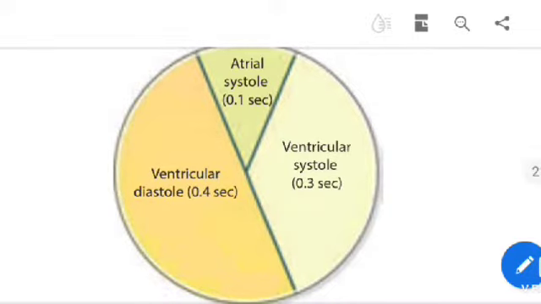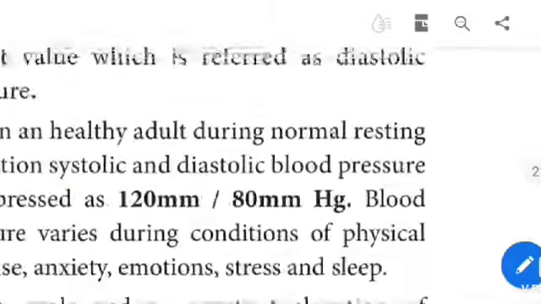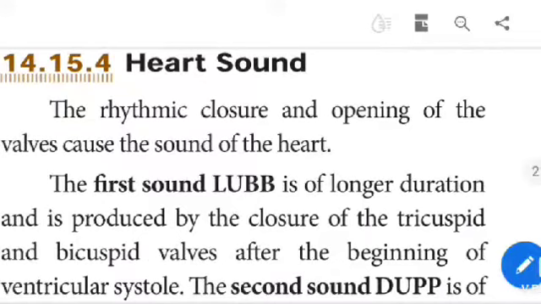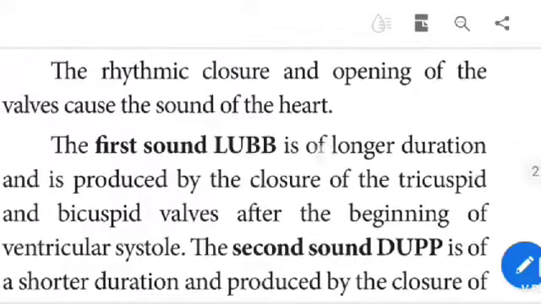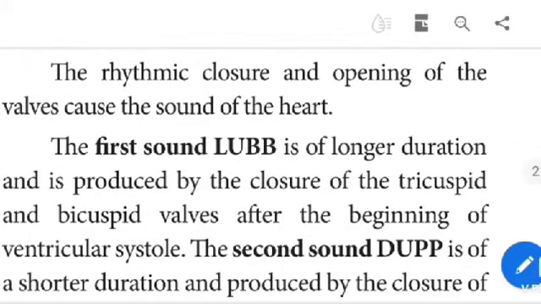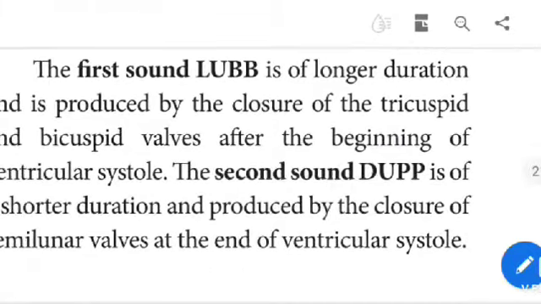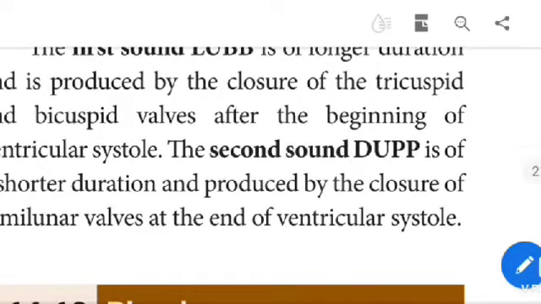Heart sound. The rhythmic closure and opening of the valves causes the sound of the heartbeat. The first sound, lub, is of longer duration and is produced by the closure of the tricuspid and bicuspid valves at the beginning of ventricular systole. The second sound, dup, is of short duration and is produced by the closure of the semilunar valves at the end of ventricular systole.